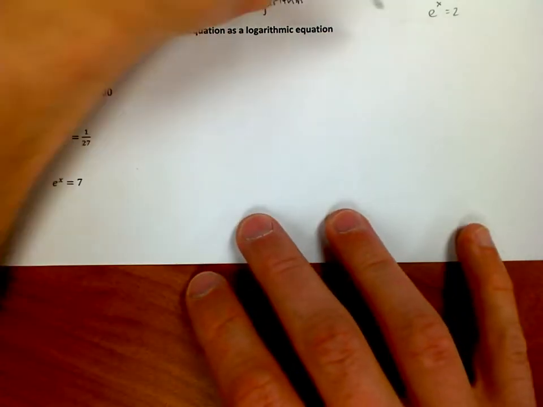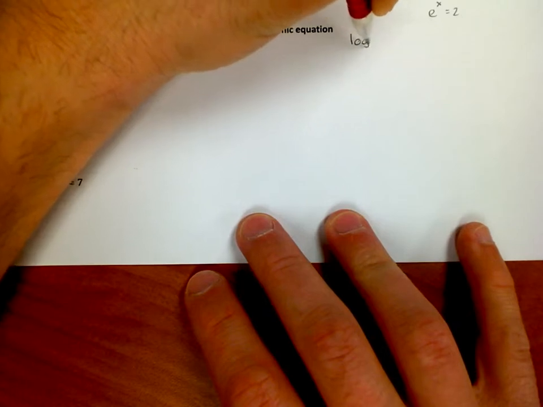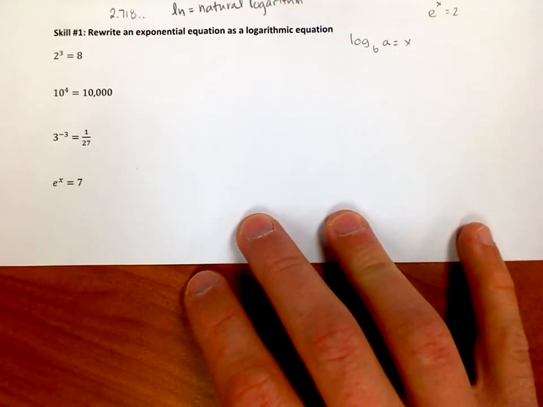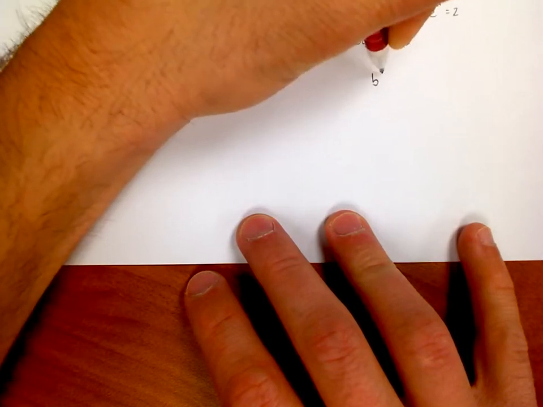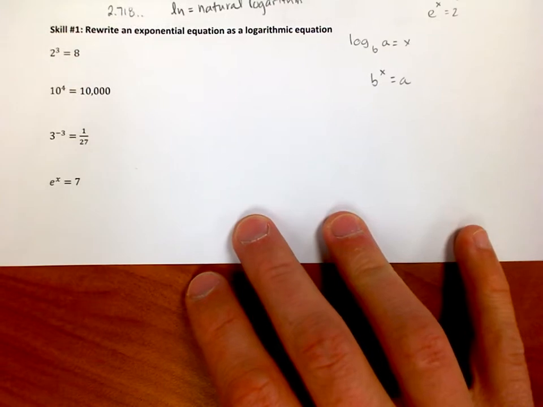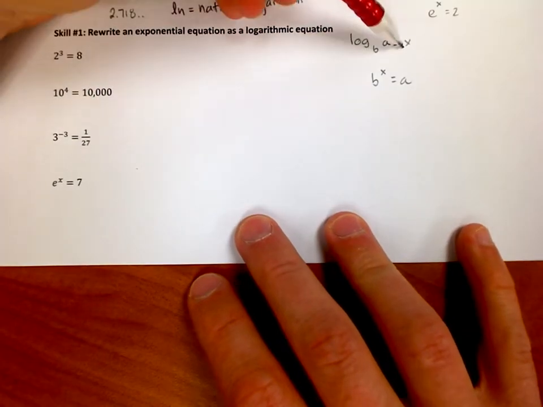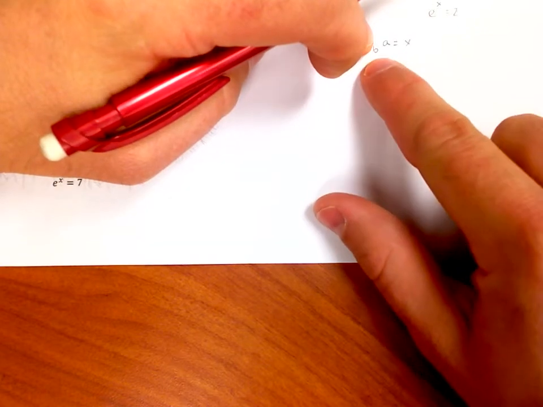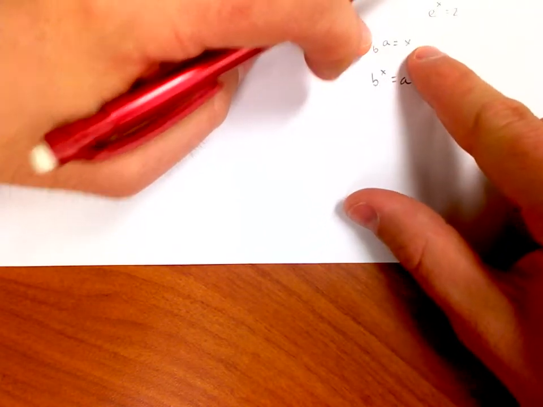Remember, as we go into this, that log base b of a equals x can be rewritten as b to the x power is equal to a. These two are equivalent statements, right? I just take the b and I swing it over here and I drop that log out, right? So I move the b over here. b to what power gives me a? b to the x power.